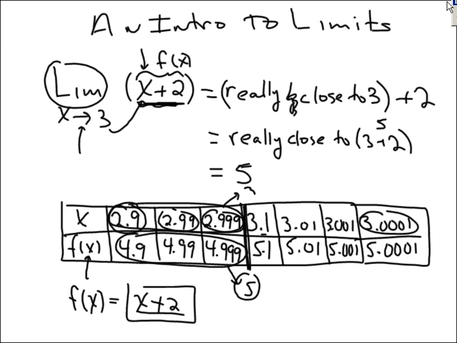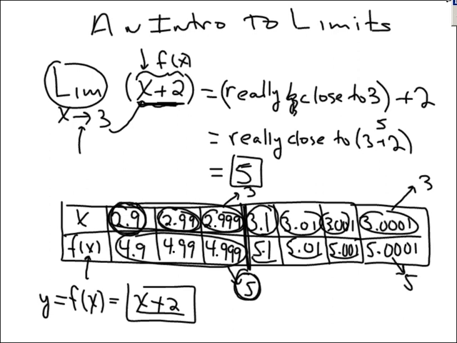These x values, 2.9, 2.99, 2.999, they're getting closer and closer to 3. And the y value, or the f of x value, is getting close to 5. Remember, another name for f of x is y. Okay, here we have some x values, and they're getting closer and closer to 3. You know what? The y values get closer and closer to 5. That is why the limit is 5.